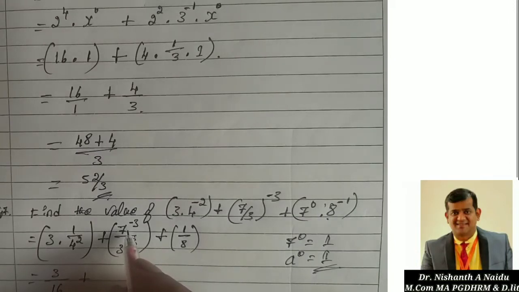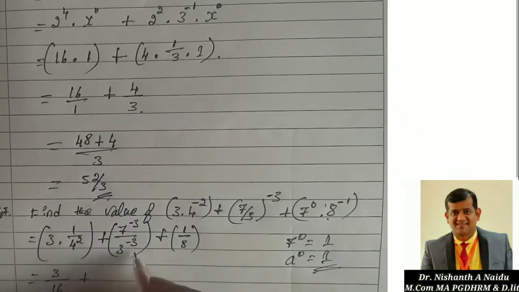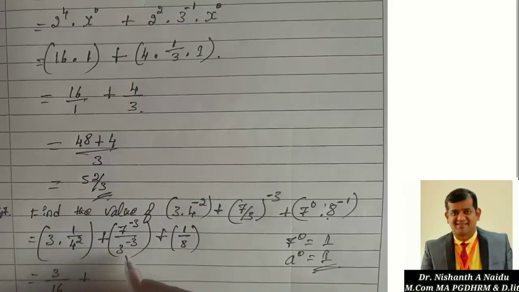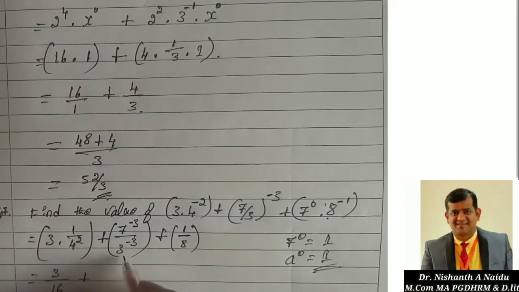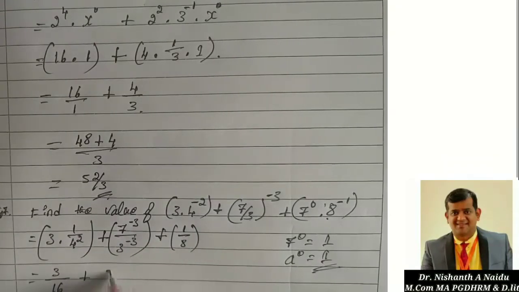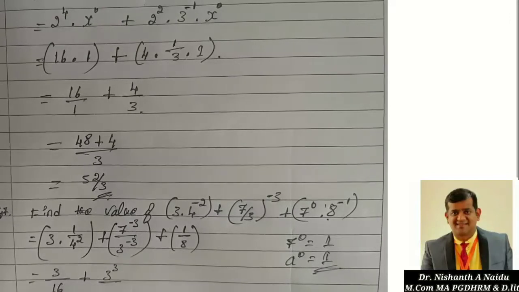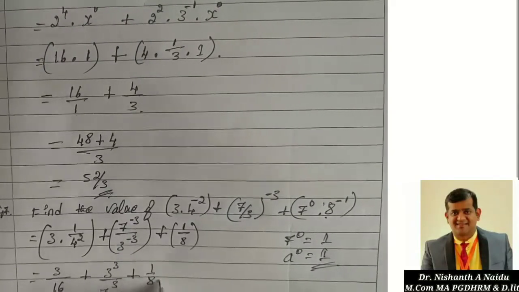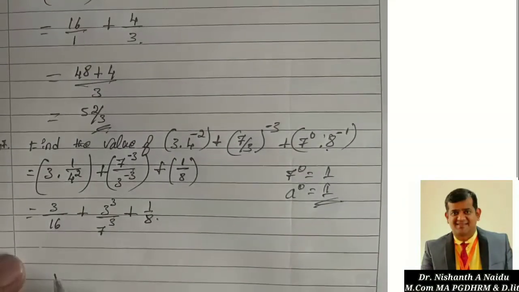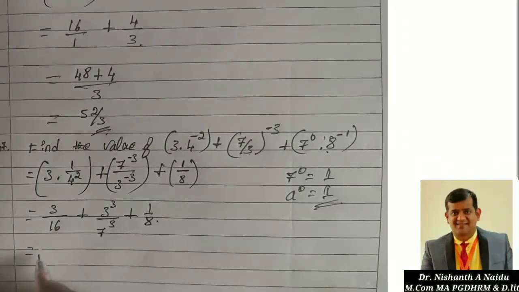Plus 7 to the power minus 3 and 3 to the power minus 3. So if you want to convert this into positive, you have to make it opposite. So minus will become plus, minus will become plus. Denominator goes to numerator, numerator comes to denominator. So that is 3 to the power 3 divided by 7 to the power 3, plus 1 divided by 8.